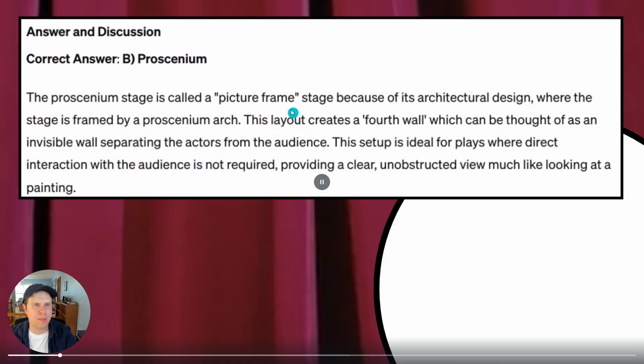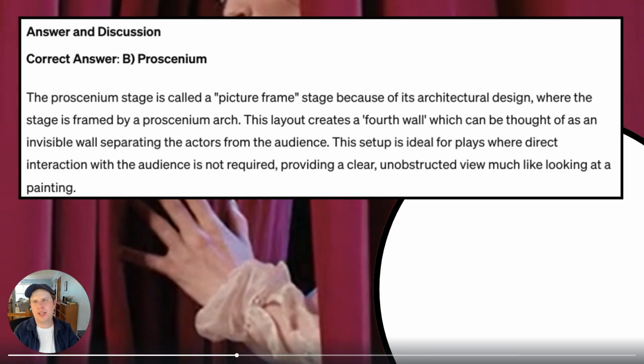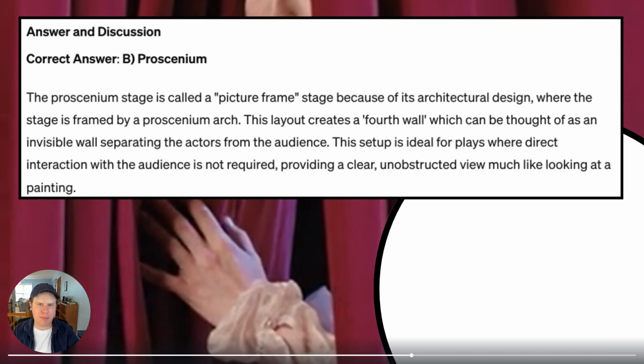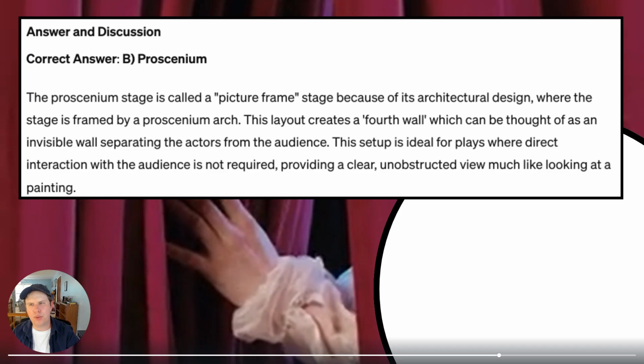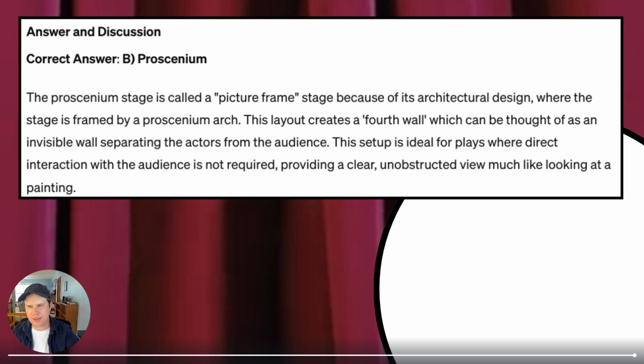The correct answer is going to be B, proscenium. The proscenium stage is called a picture frame stage because of its architectural design, where the stage is framed by a proscenium arch. This layout creates a fourth wall, which can be thought of as an invisible wall separating the actors from the audience. The setup is ideal for plays where direct interaction with the audience is not required, providing a clear, unobstructed view, much like looking at a painting.